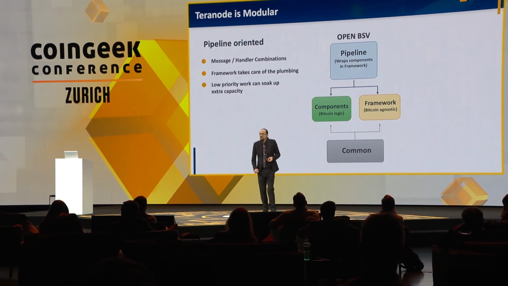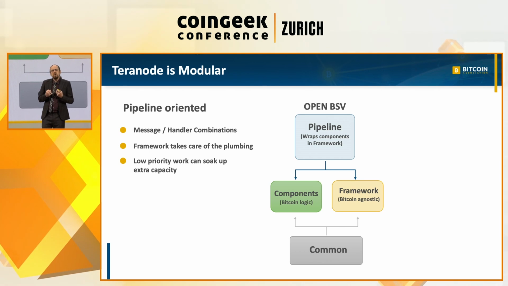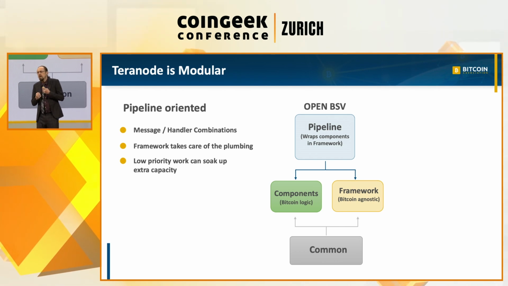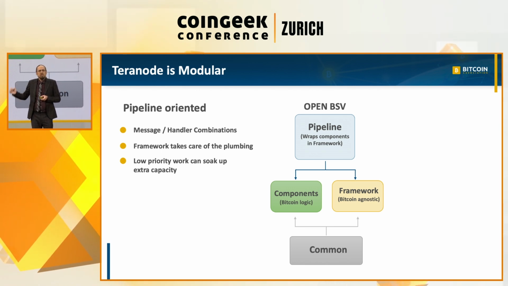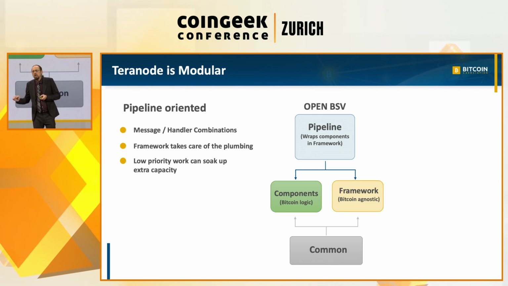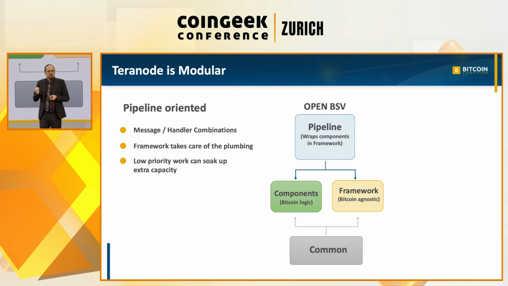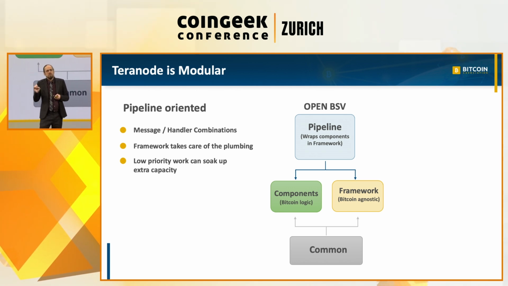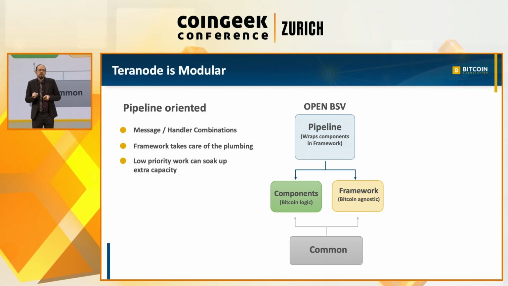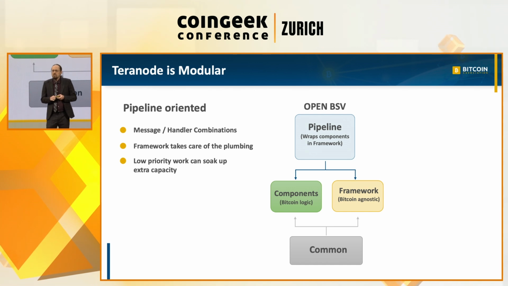So the Teranode project is built in a number of modules. The framework itself is the basis of everything. It's completely agnostic to Bitcoin. It doesn't know about Bitcoin. In fact, it could be used to scale any type of workload. It just happens to be built in a way that is very complementary to Bitcoin's design. Components know nothing about the framework. They just implement bits of Bitcoin logic. And the components can actually be used outside of the framework.